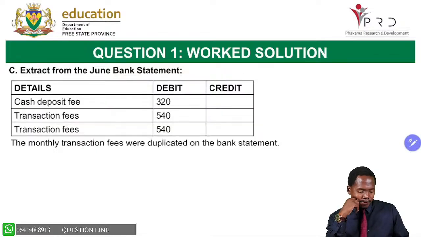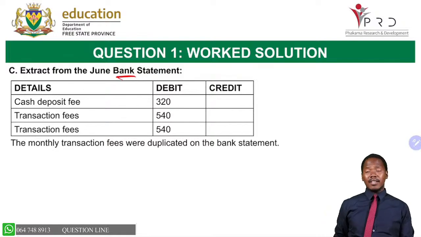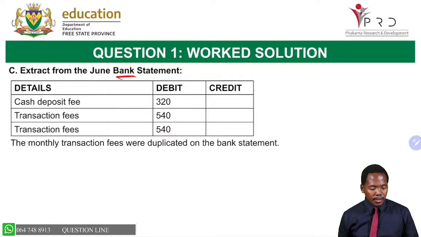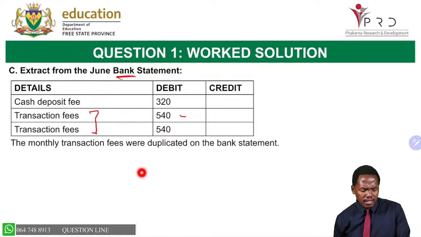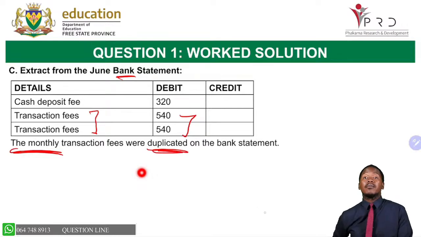There we have it. The next one, here is this transaction now. Extract from the bank statement. We are dealing with the bank statement a lot here, if you can notice. Cash deposit fee 320, transaction fees 540, another transaction fees. You see that this is just the same thing. Transaction fees, then 540. Now, what are we saying here? The monthly transaction fees were duplicated. What do we mean by duplicated?